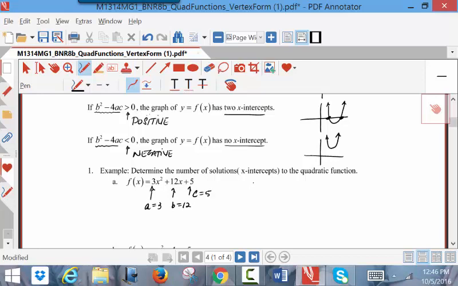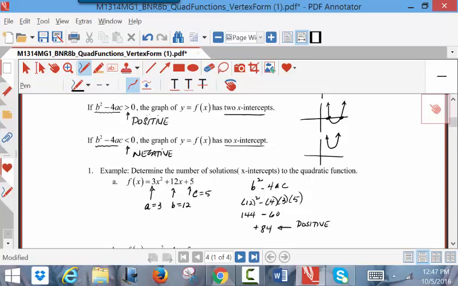So then you actually compute b squared minus 4ac, which is going to be 12 squared minus 4 times 3 times 5, which is 144 minus 4 times 3 is 12, and 12 times 5 is 60. This is going to equal some number, and it's going to be a positive number. And if it's positive, according to what was written above, positive means two x-intercepts.